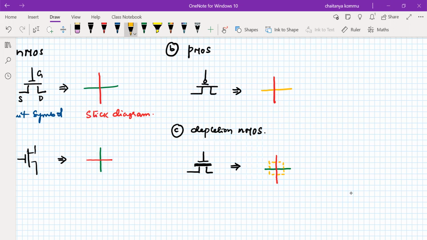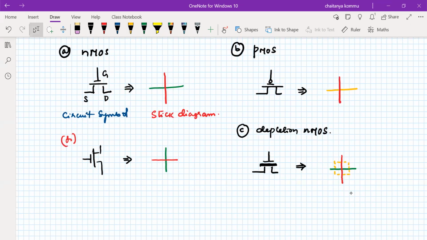Is it clear to all of you? How we are using these representations for the MOS transistors, NMOS, PMOS, and depletion NMOS transistor? Please let me know if there is any doubt. If it is clear, say yes in the chat box so that I can move further. Somebody please respond. Is it clear to all of you who are present in the class? Stick diagrams. Okay, so far so good.